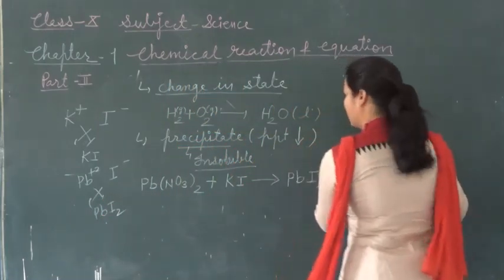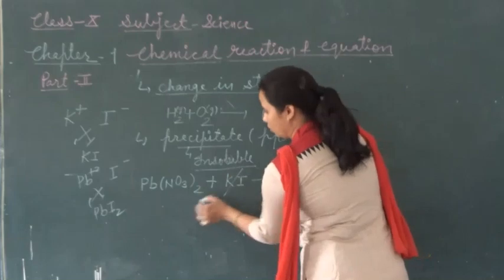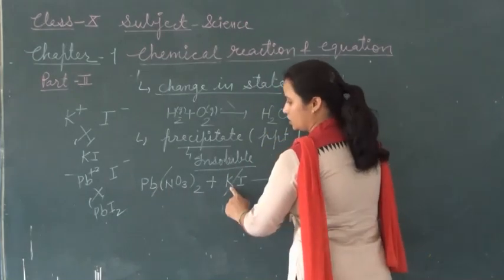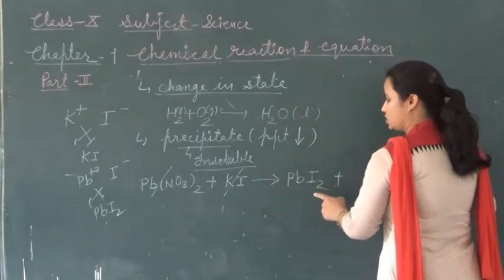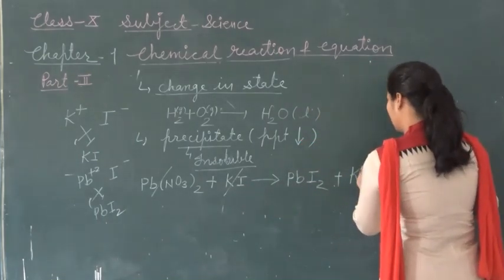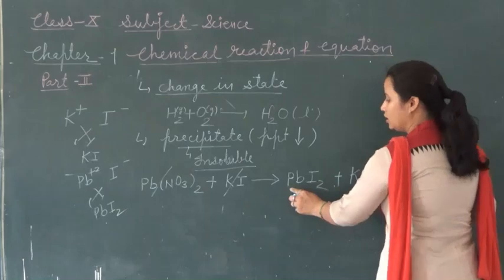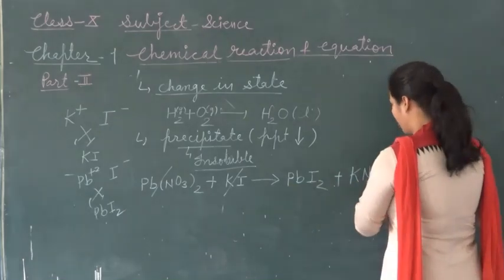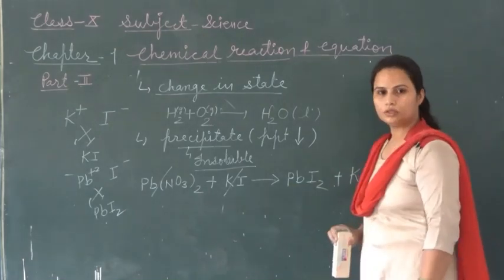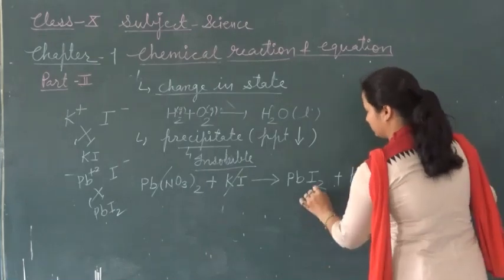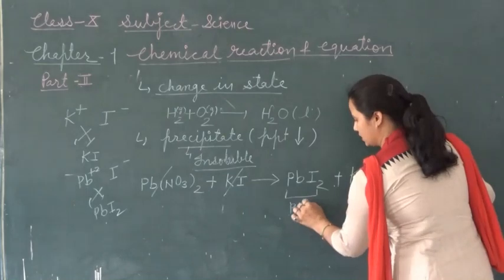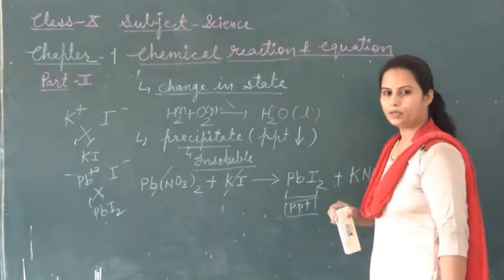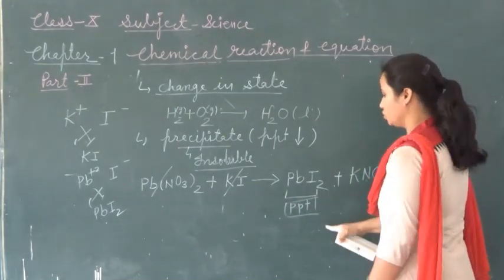Lead iodide plus, means the bondings are broken. Potassium reacts with nitrate and lead reacts with iodine. Potassium iodide plus lead iodide and potassium nitrate KNO3, in which lead iodide is found as a precipitate, PPT, precipitation, insoluble.